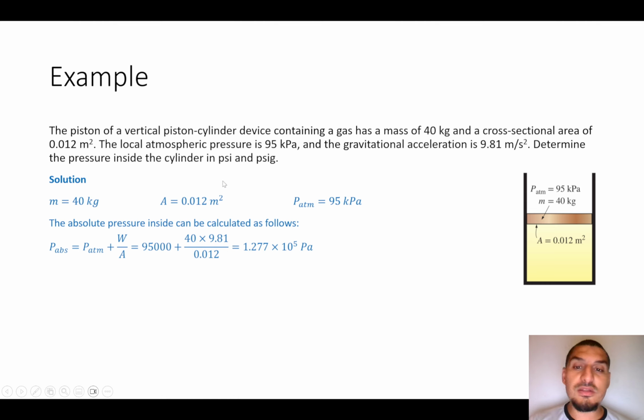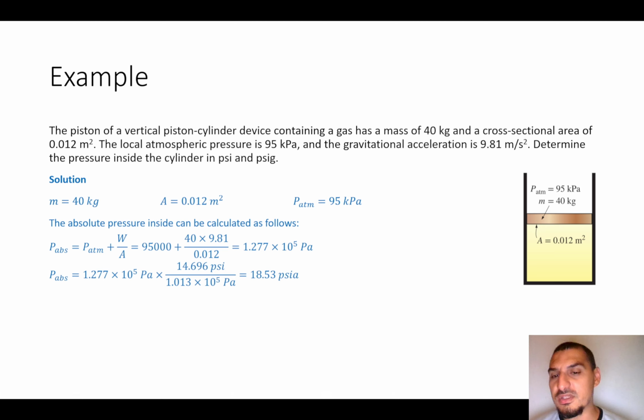We want it in units of psi. So to convert Pascal into psi, we know that 101 kilopascal is equivalent to almost 14.696 psi. So we use this conversion factor to convert this from Pascal into psi absolute.